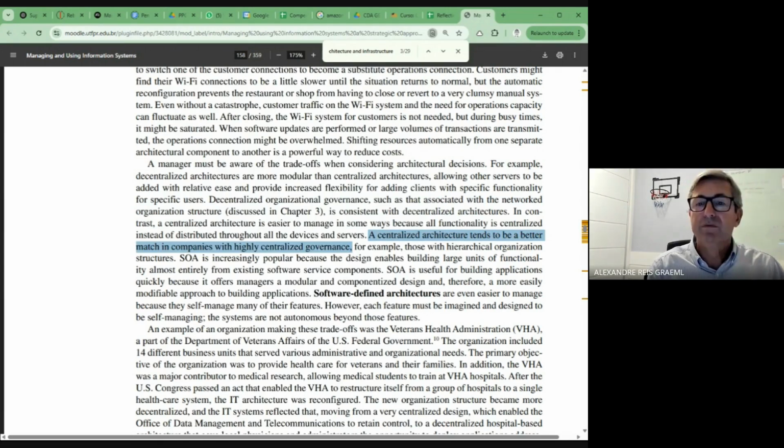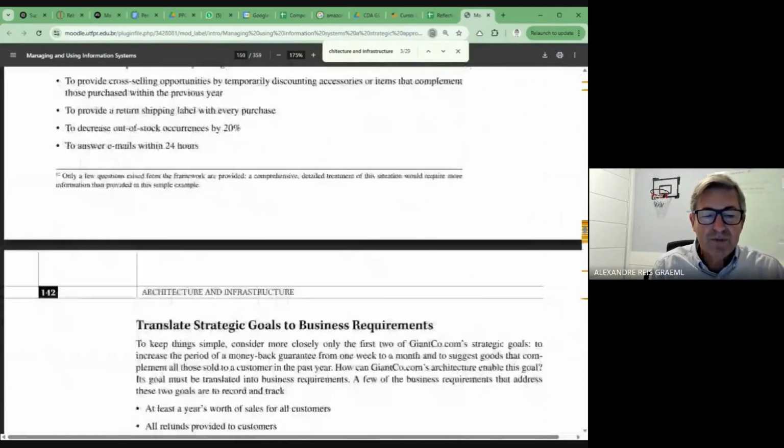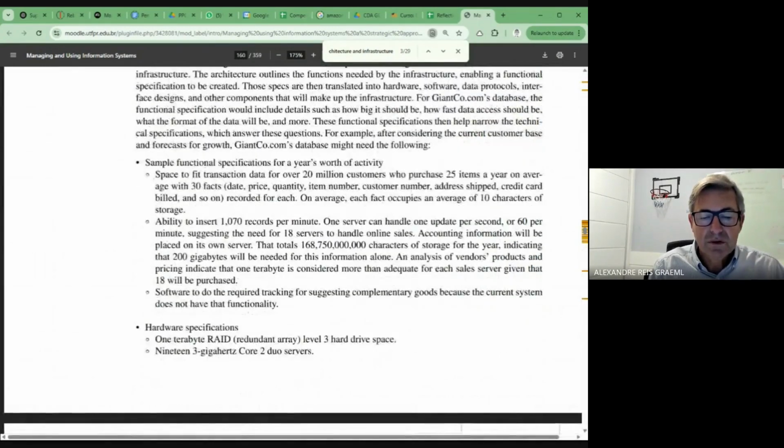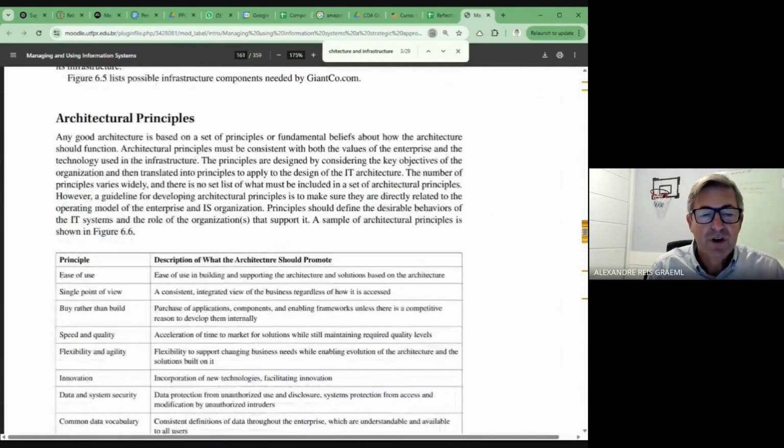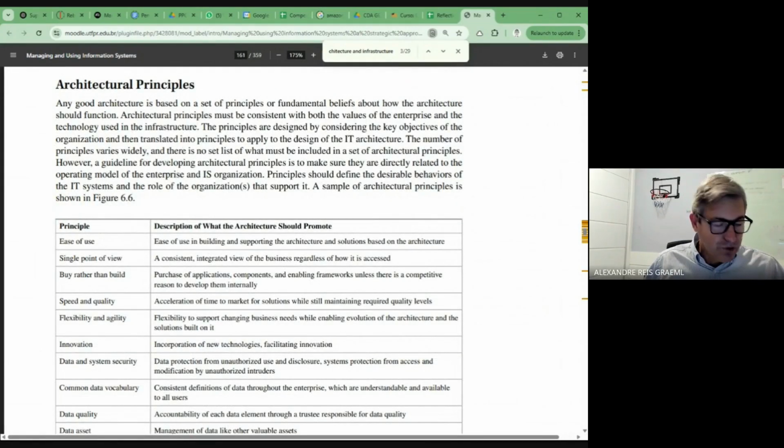What else? Then they discuss some architectural principles. That's here, architectural principles. Basically, those are the principles that we will use to drive the architecture itself, right? So if I have a principle that I want to develop infrastructure that is easy to use, then what will the architecture promote? Ease of use in building and supporting the architecture and solutions based on the architecture. Again, if I want a single point of view, then this is what I'll do.